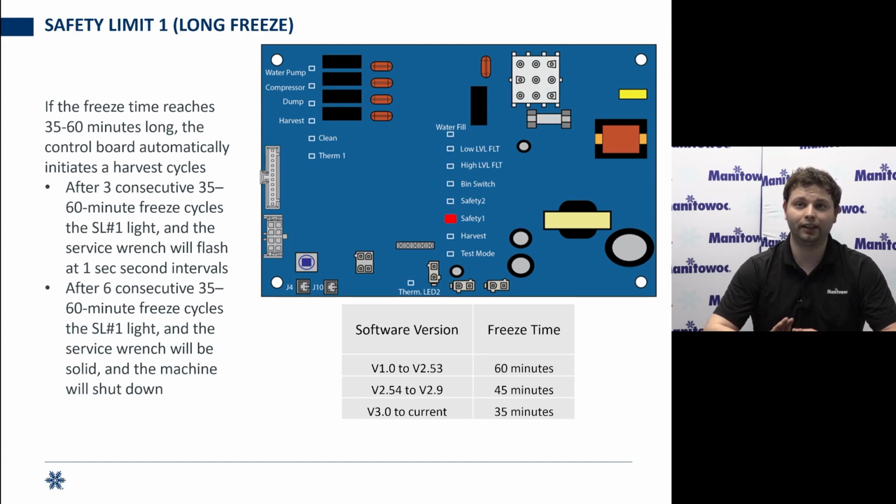Now you can see that little area underneath our board there. It also shows what software versions have which freeze times that the board looks for as far as a long freeze. So if you need to compare, you can see that there. And again, you can see what software version came with the machine by just checking that little sticker on the relays.